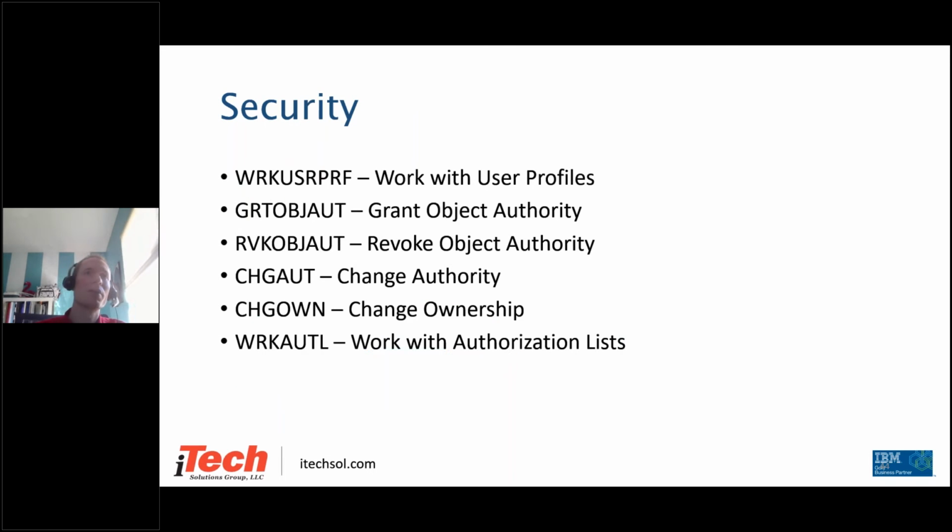Okay, and now we're going to cover some commands that are useful for security. So we have WRKUSRPRF, Work with User Profiles, which has everything you need for working with user profiles. GRTOBJAUT, Grant Object Authority, if you want to give authority to something. RVKOBJAUT, Revoke Object Authority, if you want to take it away. You've got CHGAUT, Change Authority, for changing authority, and that's specifically for IFS objects, and you can also use it for other objects as well. CHGOWN, Change Ownership, for changing who owns the object, and then working with authorization lists.